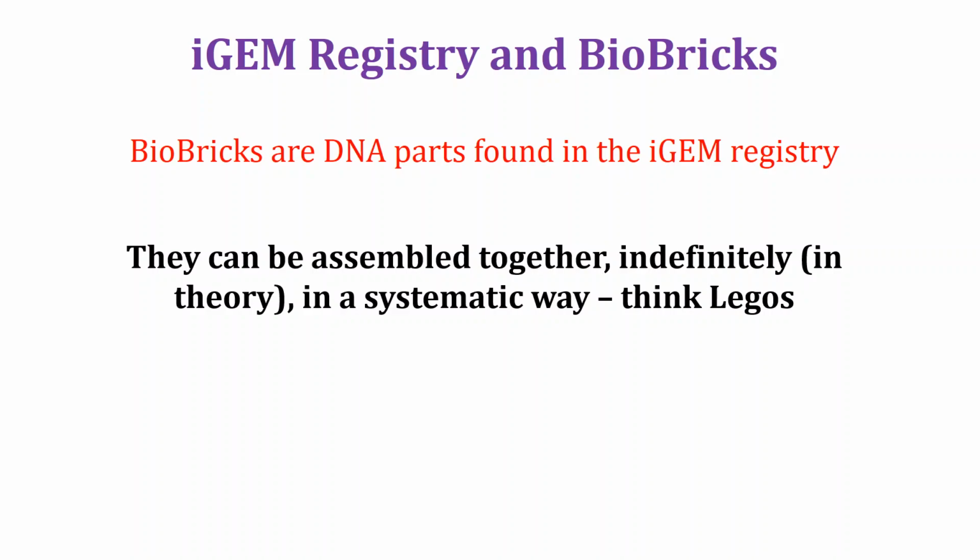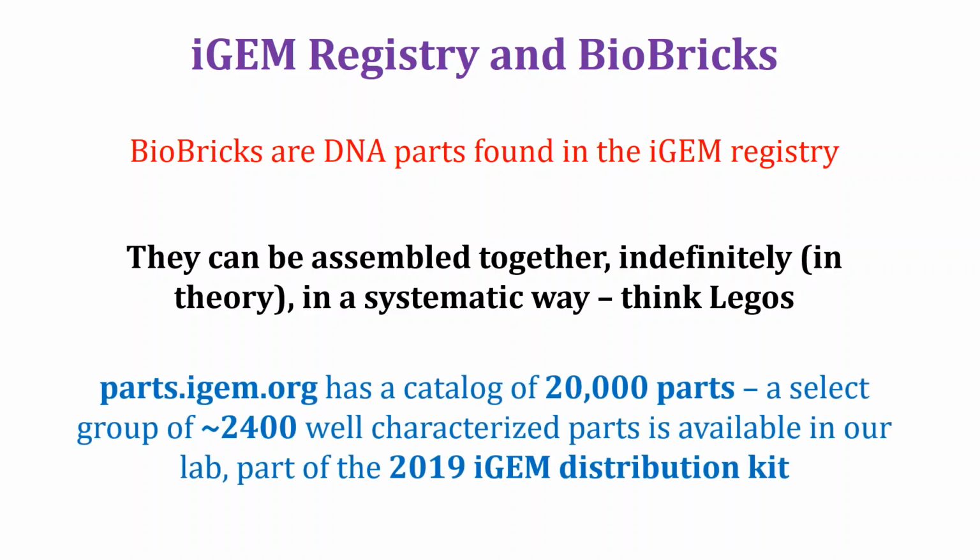But the idea here is that we can think about these parts in an abstract way. We don't have to worry exactly about how the sequences are going to be fused together. These different BioBricks, and there's a lot of them, over 20,000, can be found again at this registry. The website for this is parts.igem.org. We have many of these parts, or at least some of the best characterized ones, available in the lab today.